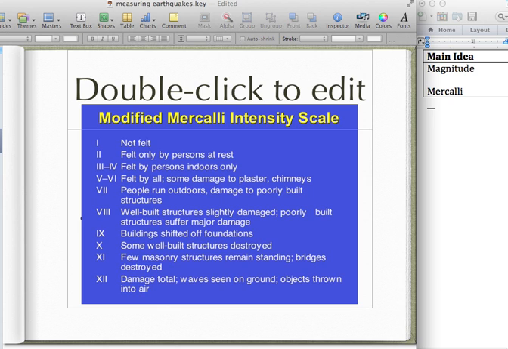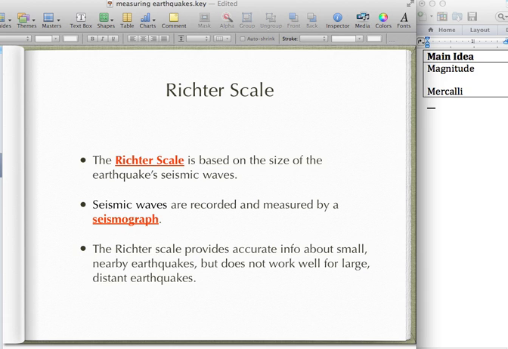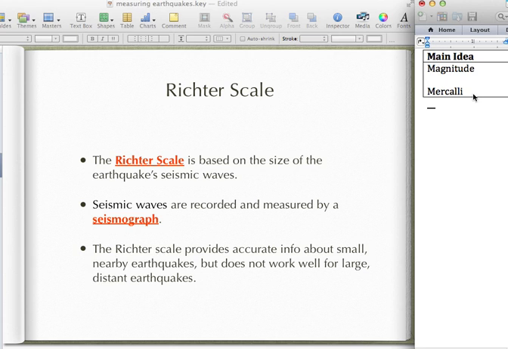So in the 1930s, with some new technology, we were able to develop a better scale than the Mercalli scale to measure the strength of earthquakes, and that is the Richter scale, which I'm sure you're familiar with the term, and it's based on the size of an earthquake's seismic waves recorded by a tool called a seismograph. A seismograph is basically a little hanging pen, and as the earthquake shakes the room, the pen moves back and forth on a sheet of paper, and we can measure the strength of the seismic waves.